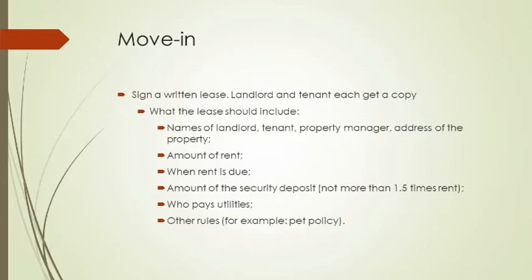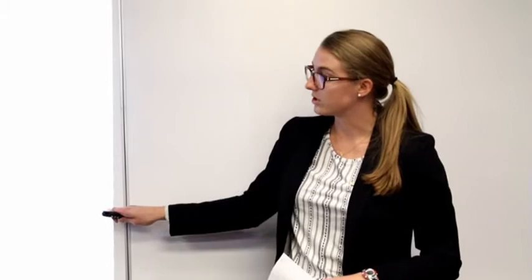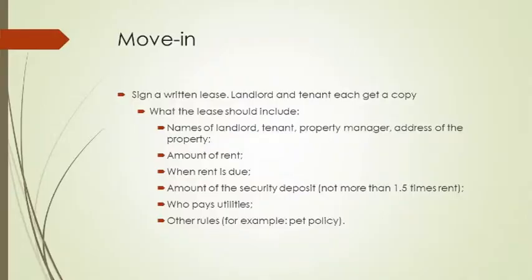And the law says that landlords are not permitted to charge more than 1.5 times the monthly rent. So if the rent is $1,000 a month, the most the landlord could charge for security deposit would be $1,500. It should say in there who is paying for utilities and which utilities. If it's split between the landlord and the tenant, it should say who pays for what. And then any other rules that the landlord has for the property. Again, landlords, make sure that you look at the Landlord-Tenant Act and you're not including something that's prohibited by the law. But one example is a pet policy. If you have rules about what pets are allowed on the property, that should be in there.